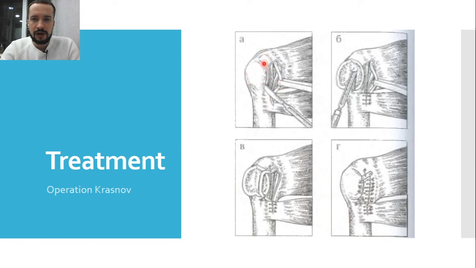We open the joint, we take out some ligaments and do a small anastomosis between muscle and joints.